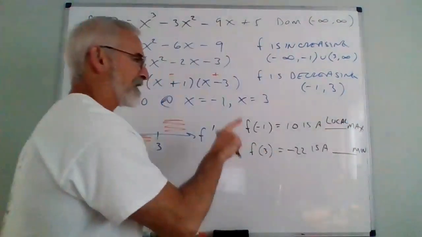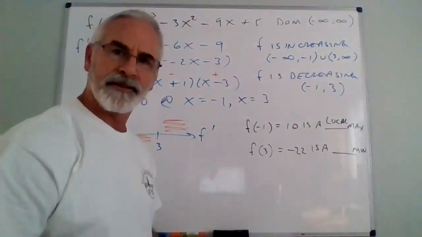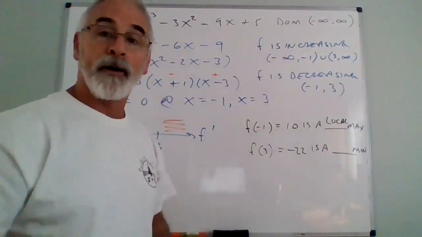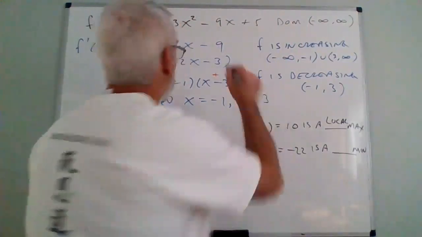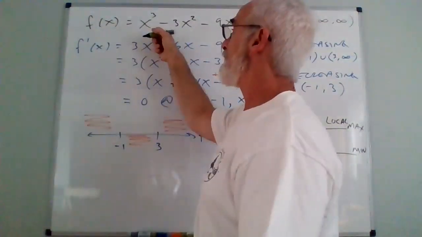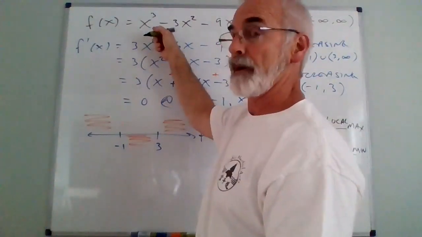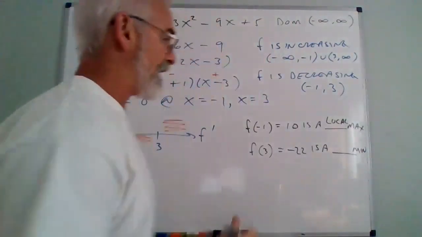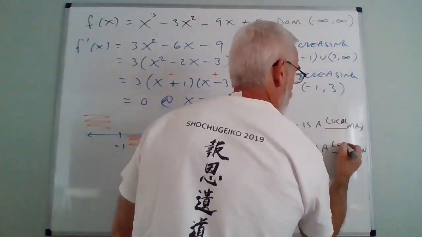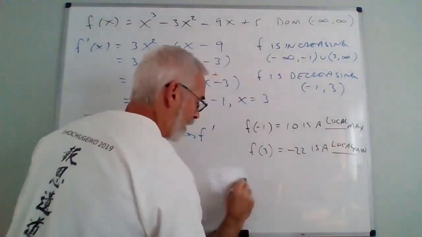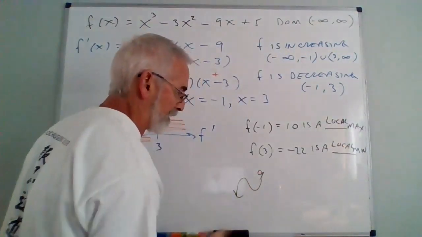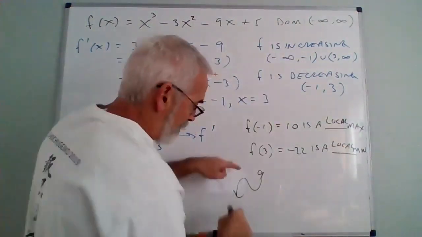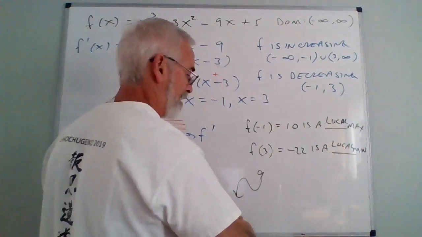Why is it a local? Because infinity is a lot bigger than 10. It's going to go up forever. Oh, now, what if x is getting negative? So how about here? If I use negative values for x, it's going to get bigger and bigger and bigger negatively, which means it's going to go down on that side forever. So that means this can only be a local min. Now, we already discussed, we expected the graph to look something like this, which it does. That means local max, local min.